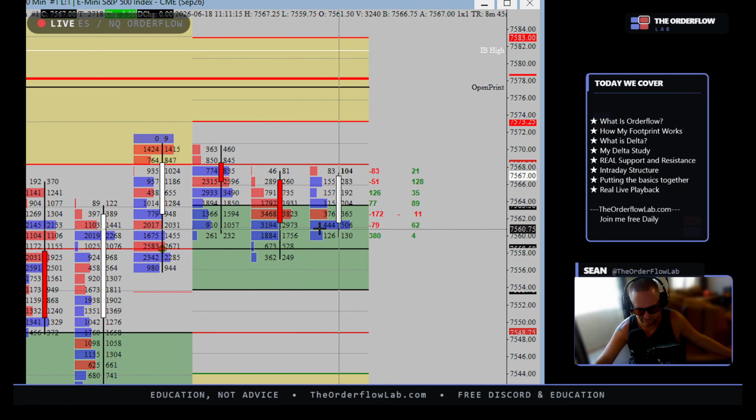It's not even strong bids. The sellers were just exhausted here. There was nothing left to sell. They just could not push it down any lower. They didn't get to where they needed to get. And up we go.